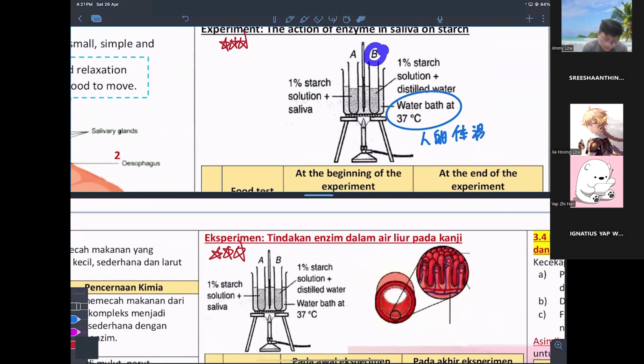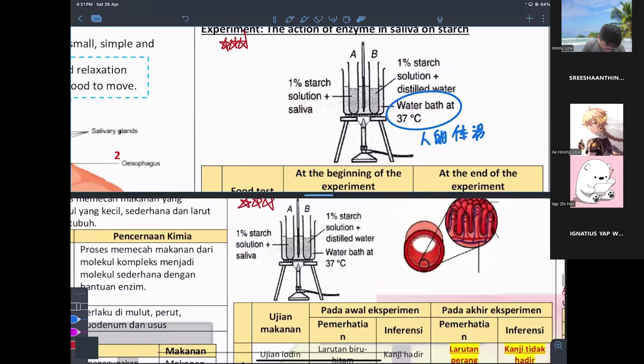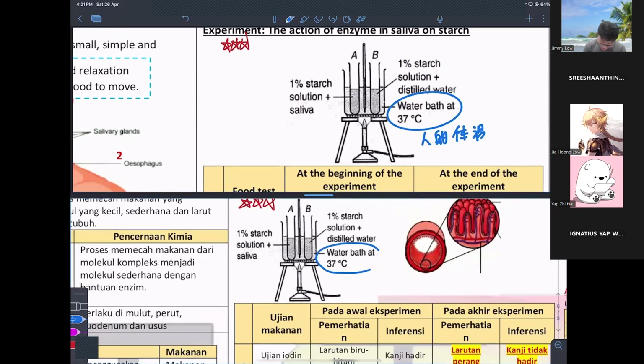When it comes to B, you have no saliva. No saliva means the starch remains there, because there is nothing to digest the starch. Then the question will ask you, why does it have to be 37 degrees Celsius in your water bath? Then you have to mention that it is to make it human body temperature.